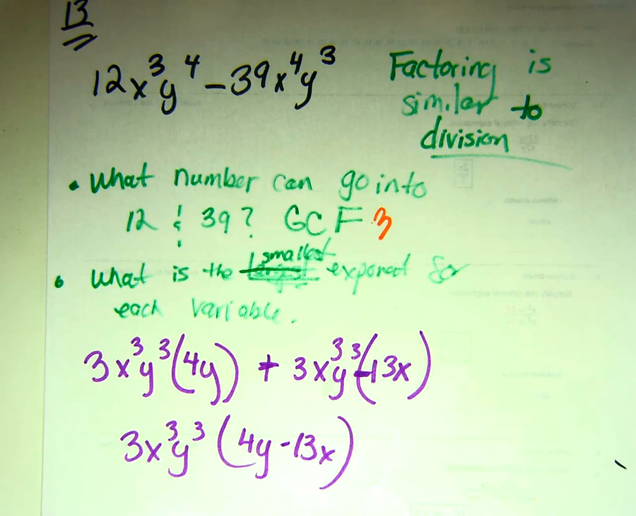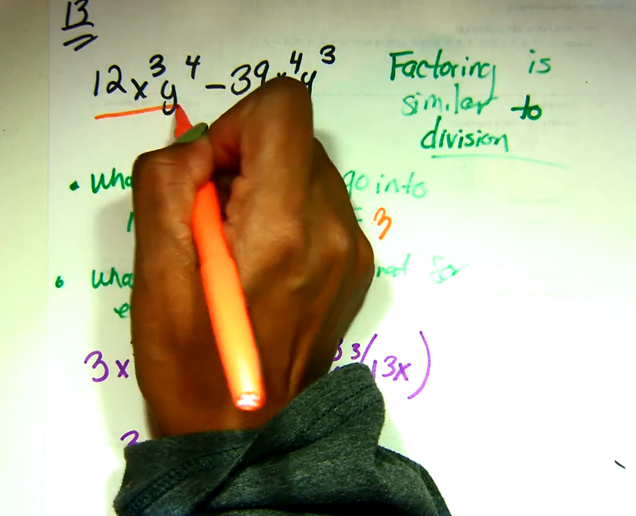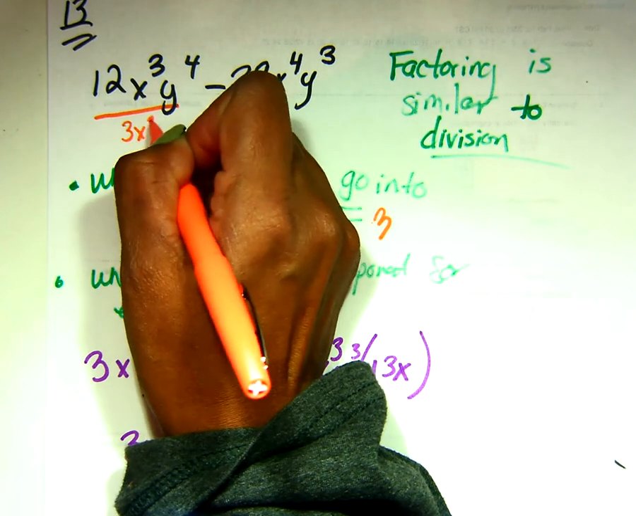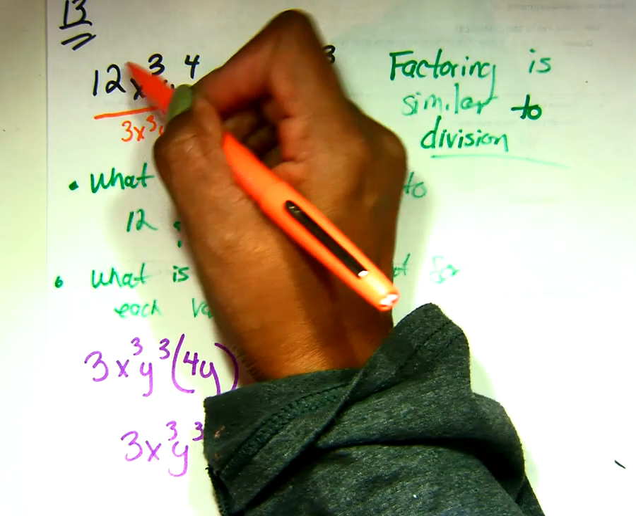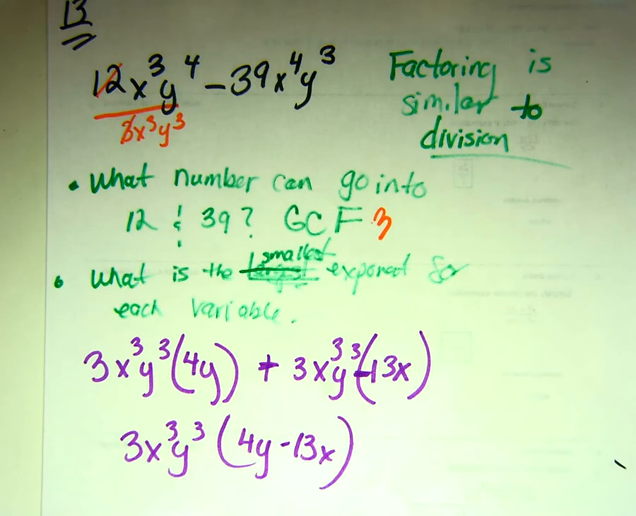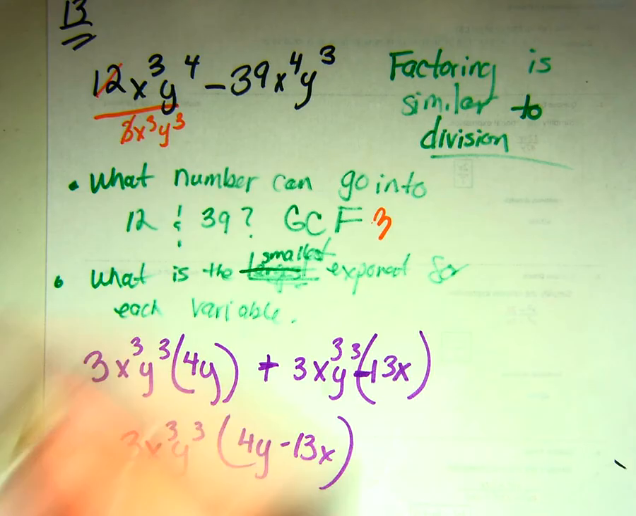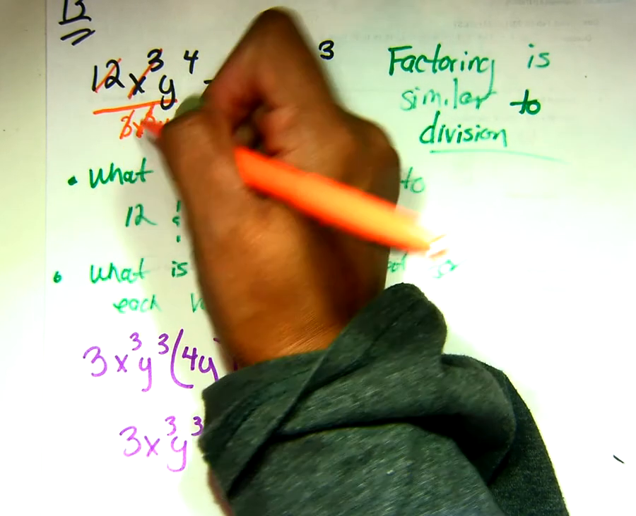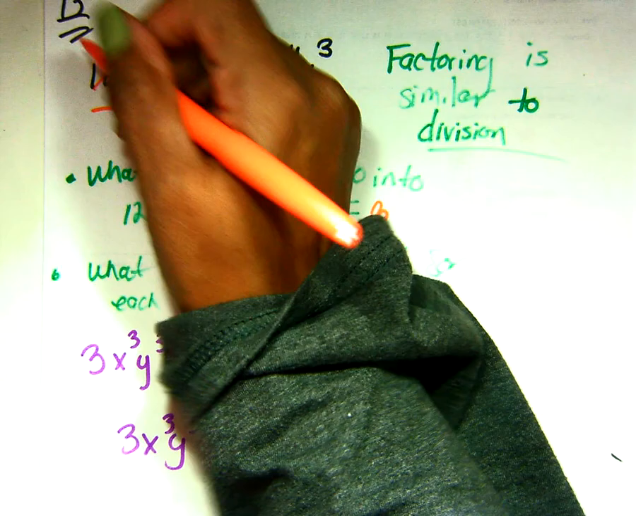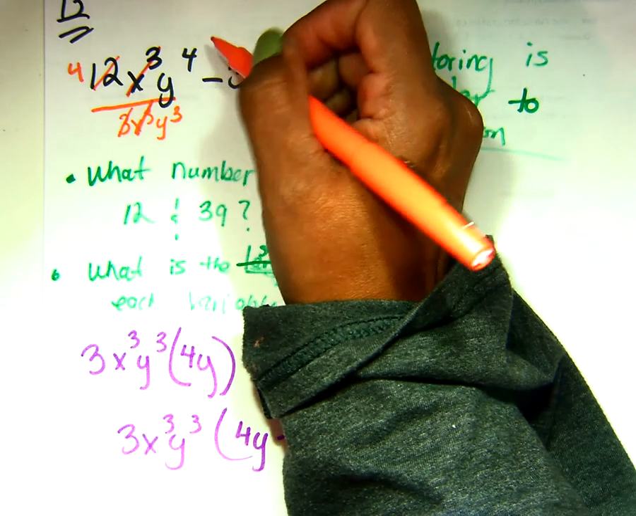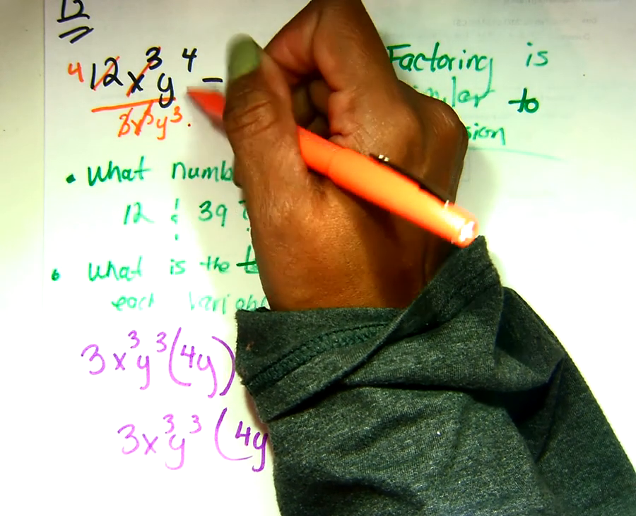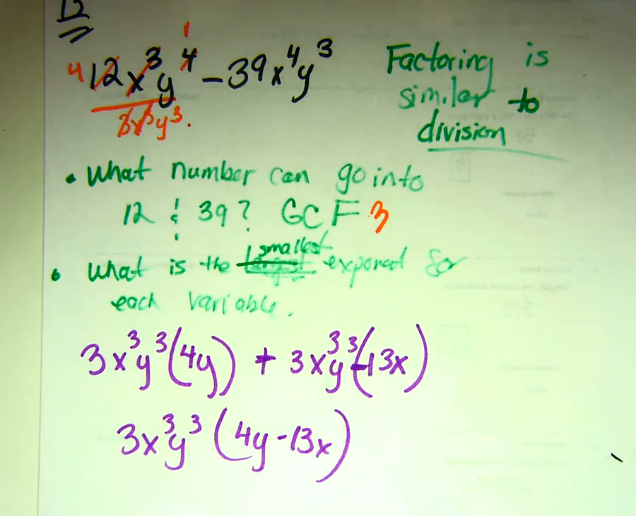Here's where the division comes in. If I'm dividing like this, I have 3x cubed y cubed. So I know that 3 can go into 12 4 times. That's where this 4 came from. Also see that my x's cancel each other out, so the x's are gone. And in regards to the y, 4 minus 3 gives you 1. So I'm left with 4y to the first power. That's where that 4 came from.